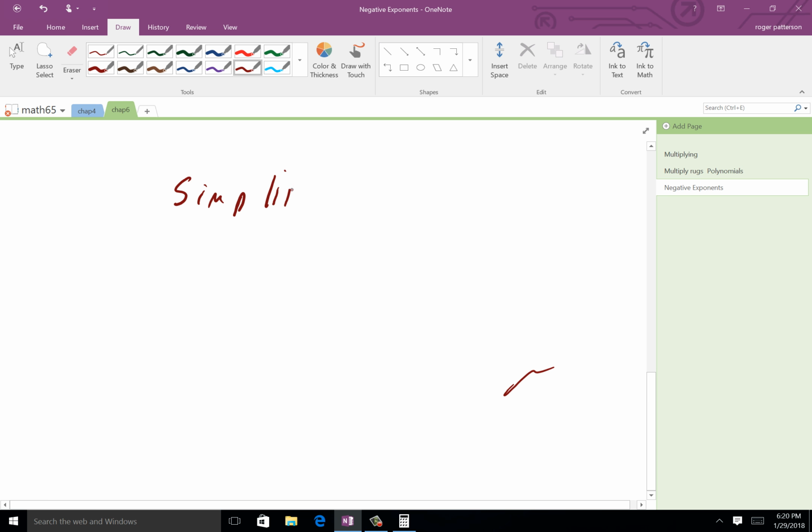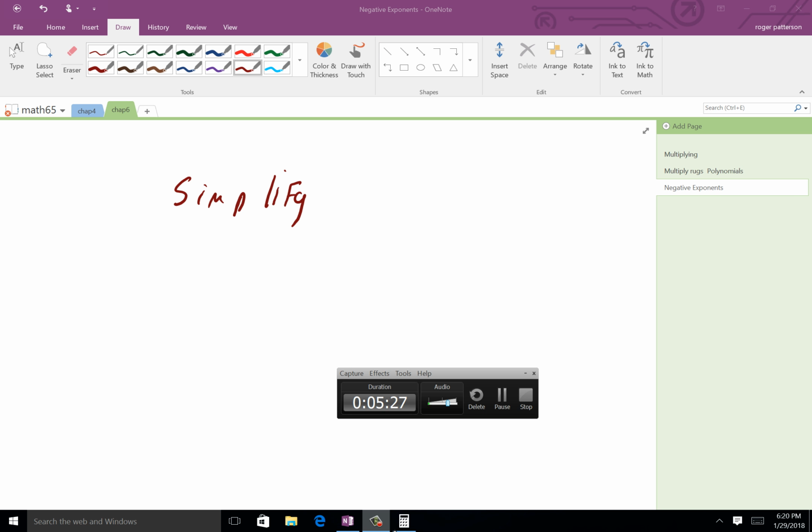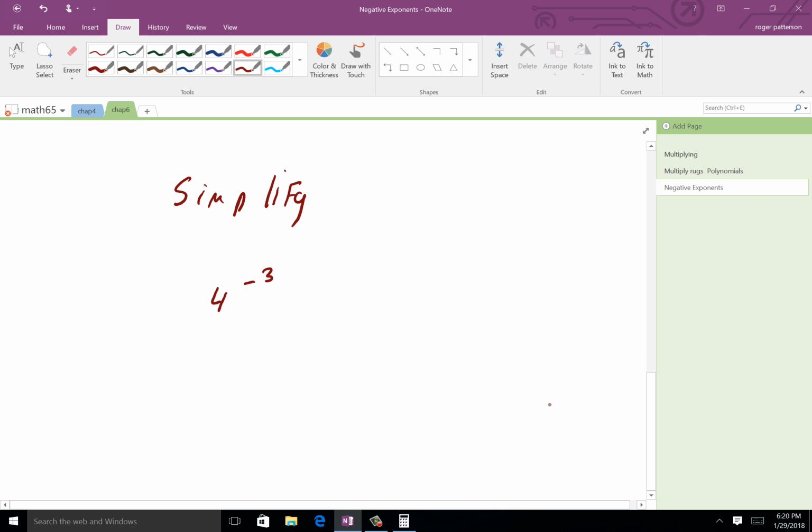Well, we're going to simplify because that's what we do in Math 65. So let's go ahead and do some simplifying here. So first of all, let's start off with some numbers. So let's go with 4 to the negative third. All right. So that's just going to be, move that down there, equals 1 over 4 to the third.